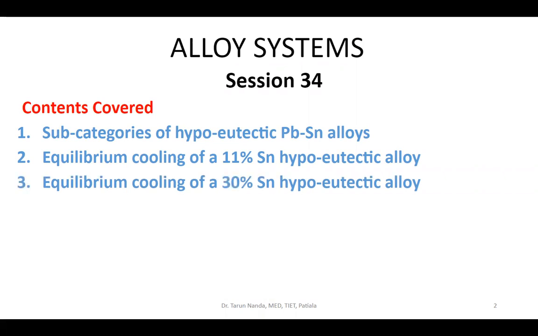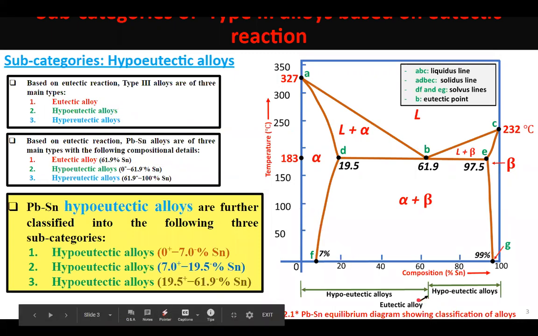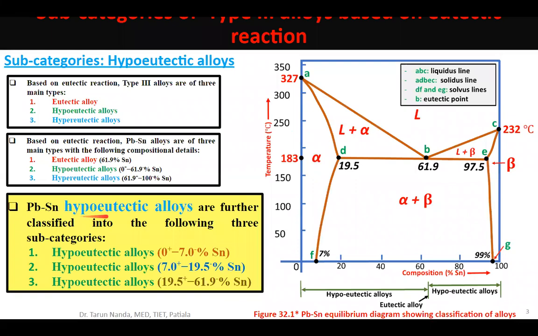And then the last case of hypoeutectic alloy is the third case, where we'll take an alloy of 30% tin and discuss its equilibrium cooling. So as we have discussed, there are three categories of these alloys. Eutectic alloy, this should have been hypereutectic, and these are hypoeutectic alloys. So in the last session, we discussed hypoeutectic alloys, first category.